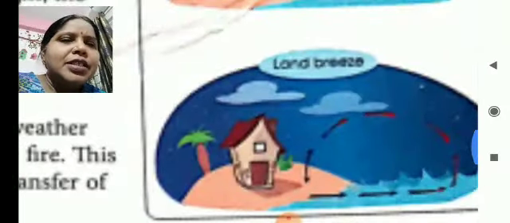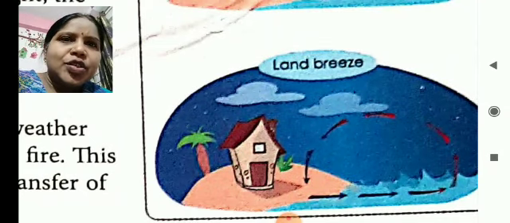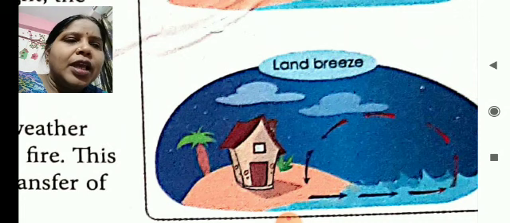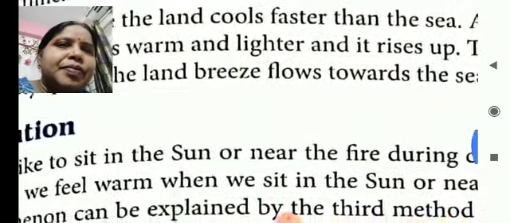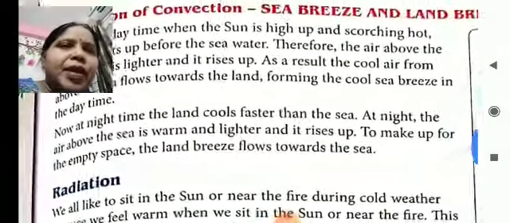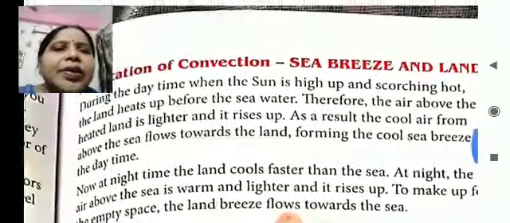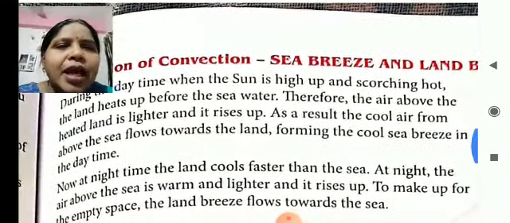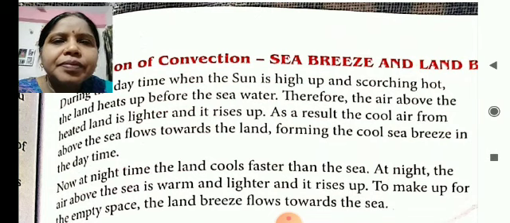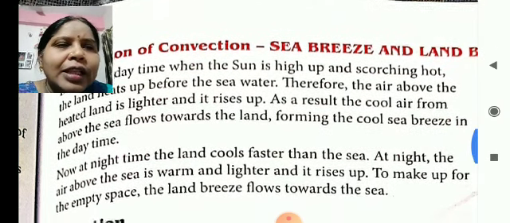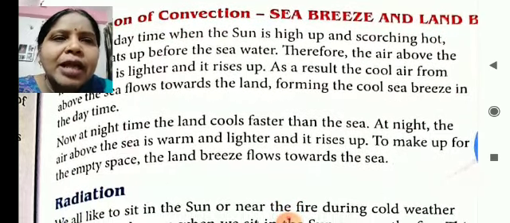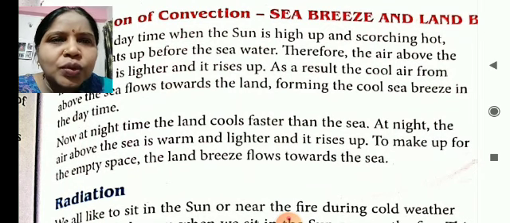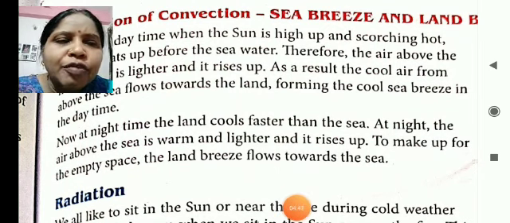And the land breeze occurs during night, and the movement of air is from the land to the sea. During the daytime, the sun is high up and it heats the land, and thus the air above the land also gets heated, becomes lighter, rises up, and the cooler air comes down and it forms a breeze.